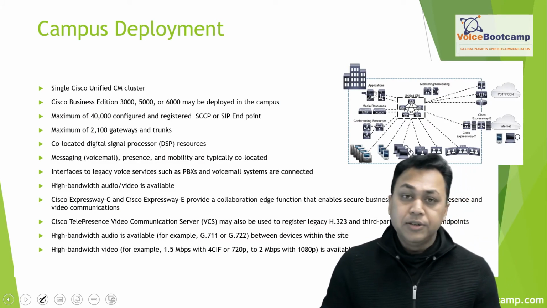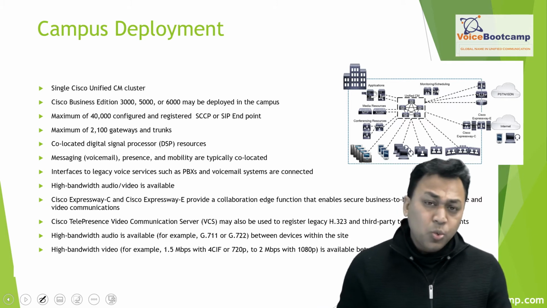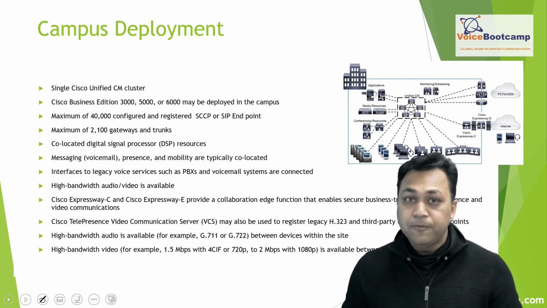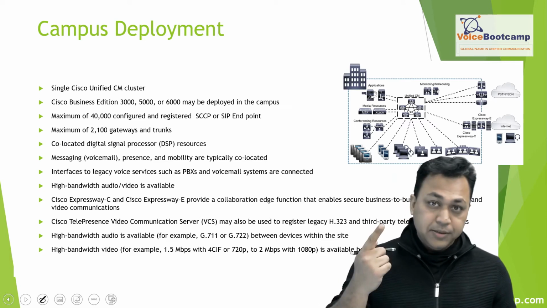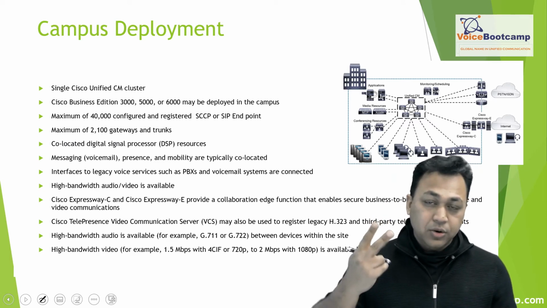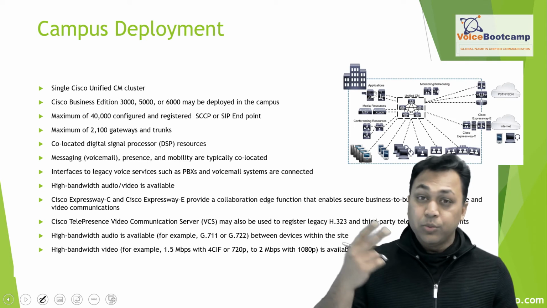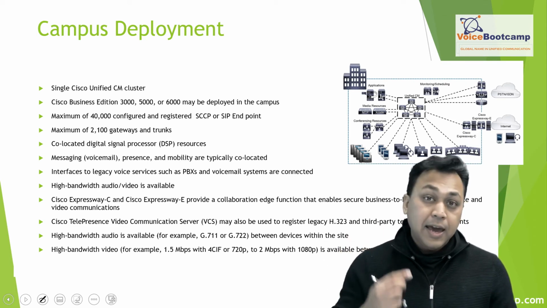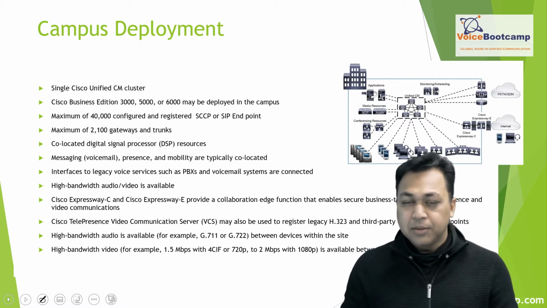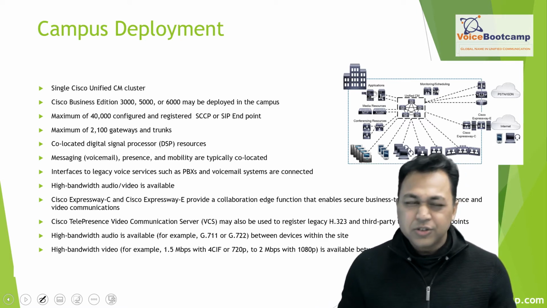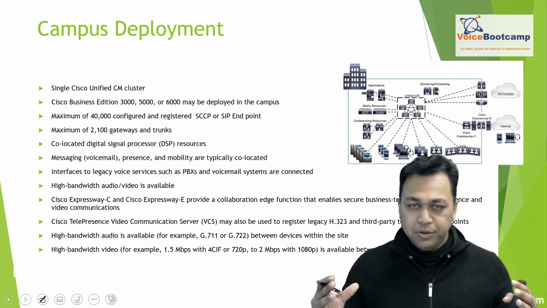Then comes design deployment. What kind of deployment model do you want to follow? Cisco has three major deployment models: campus deployment, multi-site with centralized call processing, and multi-site with distributed call processing. And then you have something called clustering across the WAN, which is basically a campus across multiple WANs.